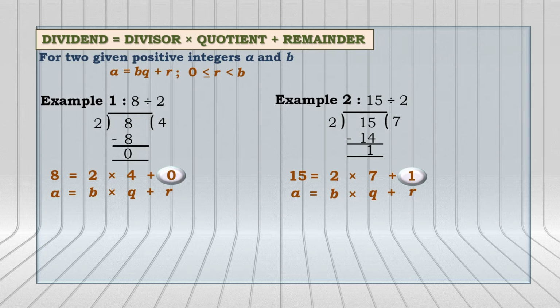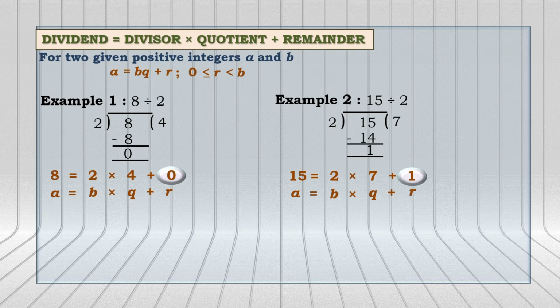Whenever we divide, the remainder should always be less than the divisor. It can be 0, it can be more than 0, but it should always be less than the divisor, because here B is the divisor. So for any two given positive integers A and B, A equals BQ plus R, where 0 is less than or equal to R, less than B. So that means the remainder should always be less than the divisor. It can be 0, but it should always be less than the divisor.